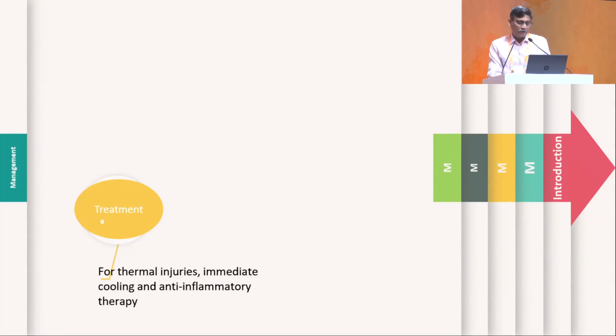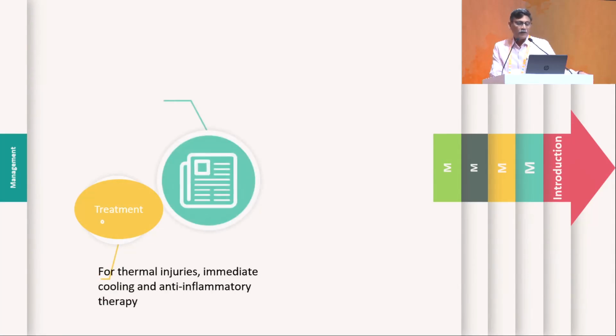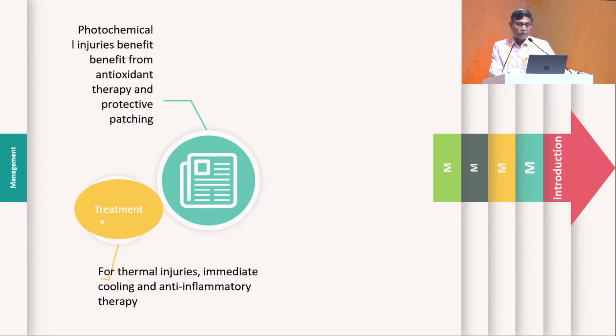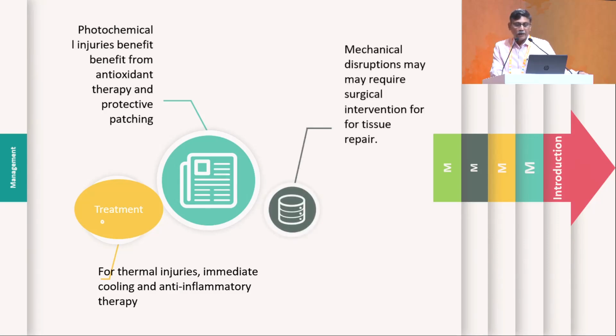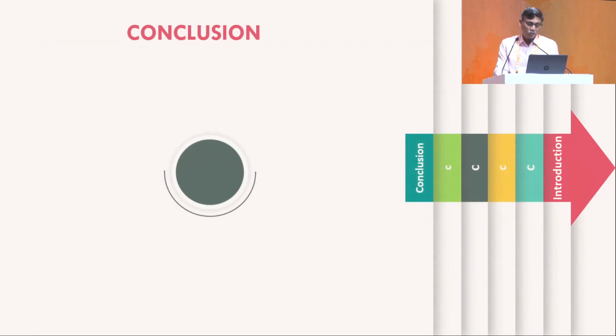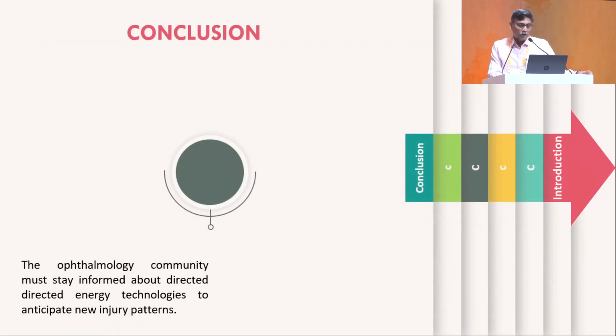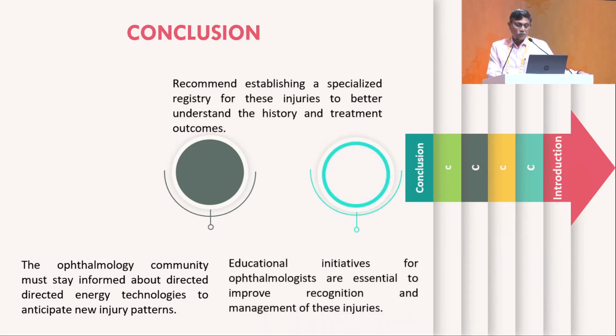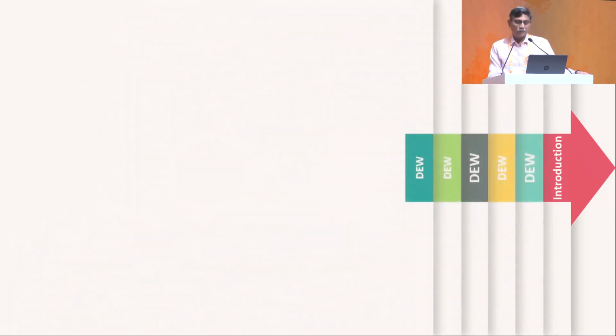So treatment basically depends on cooling, anti-inflammatory measures, and protective patching when needed, and mechanical disruptions may require surgical intervention. So to conclude, the ophthalmic community must stay informed about these directed energy technologies to anticipate the energy patterns, and also to have educational initiatives to improve recognition and management, as well as recommend a specialized registry for these injuries to better understand the injury and treatment outcomes.